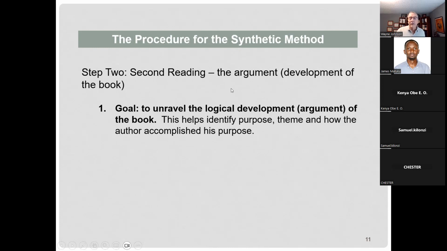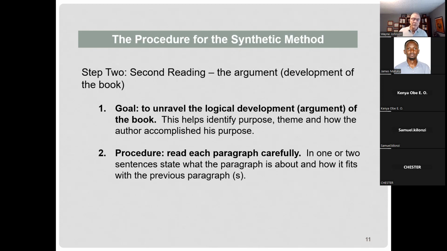So the goal is to unravel the logical development argument of the book, or just simply you can think the flow of thought of the book. This helps to identify and clarify really the purpose, the theme, and how the author accomplished his purpose. The procedure is to read each paragraph carefully, thoughtfully, and then in one or two sentences state what the paragraph is about and how it fits with the previous paragraphs.